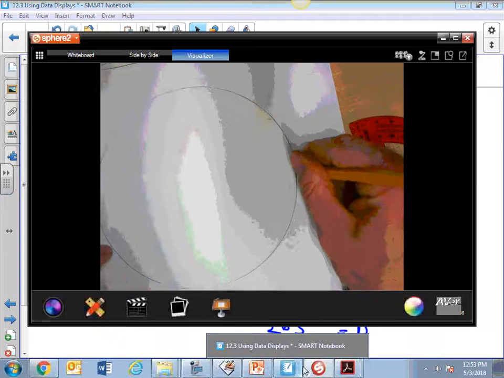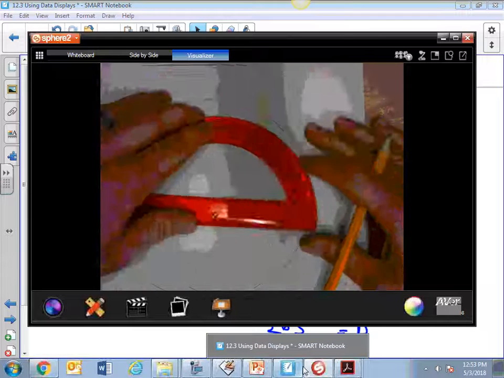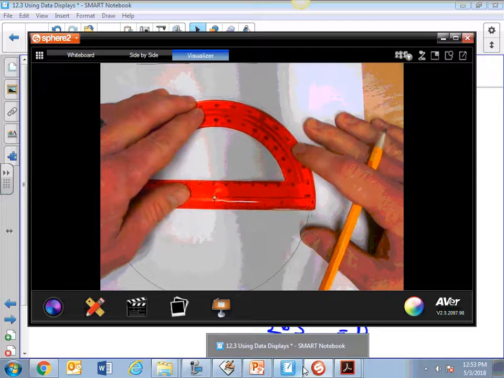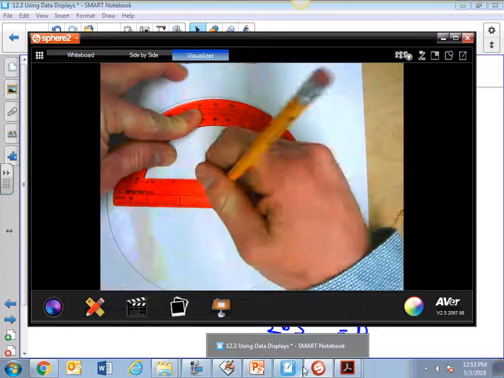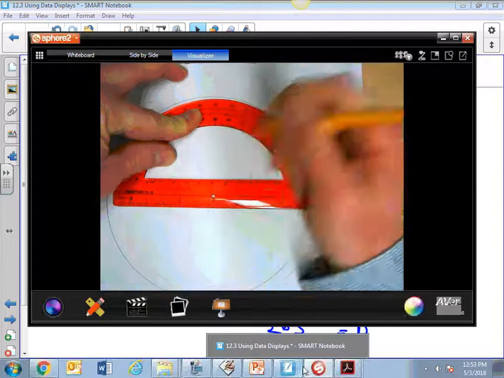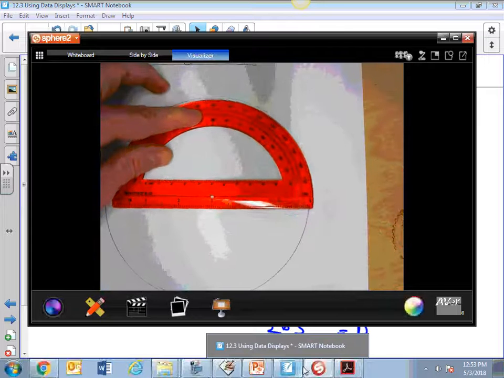I'm a little bit off. Okay, I'm going to clean that up here. It doesn't have to be perfect. Okay, but that's what I want to do. The other thing I probably should have done right away is to signify my center of my circle. All right. Okay, so the first one that we're going to label.